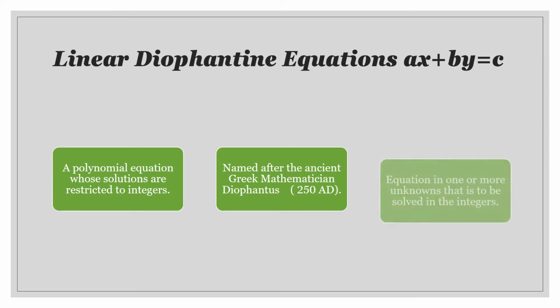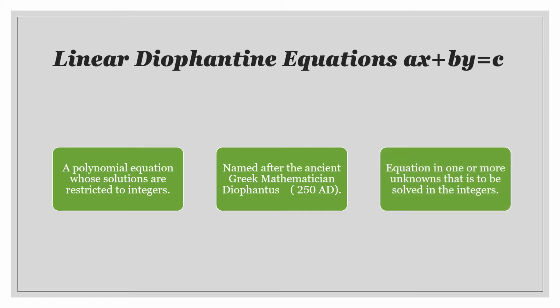250 AD. And any equation which is called a Diophantine equation will have one or more unknowns which are to be solved. So here I have only one equation where I have got two unknowns x and y to be solved.